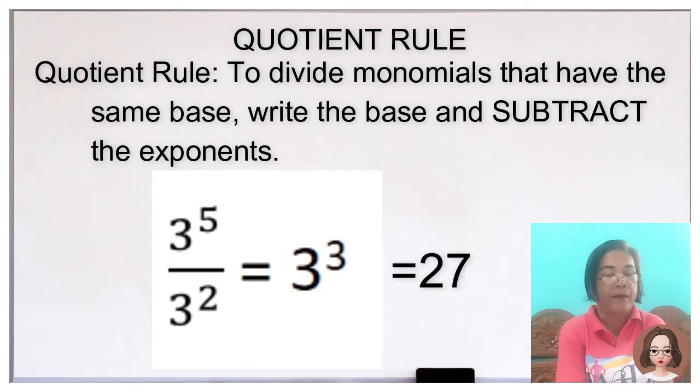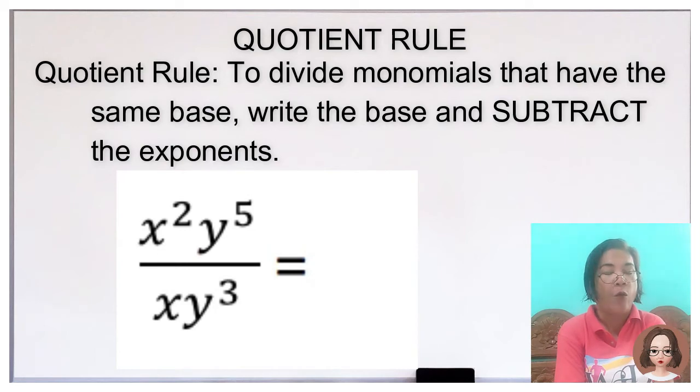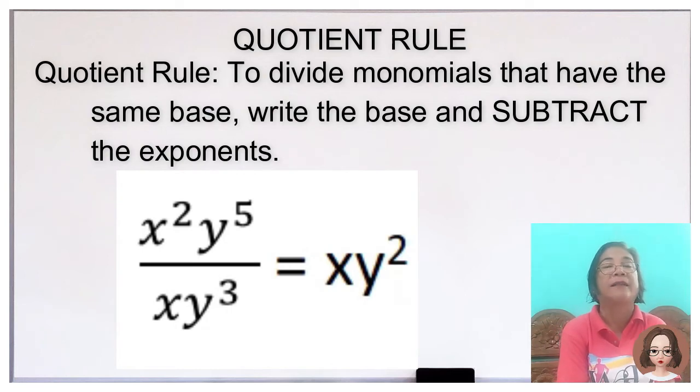The next example, x raised to the 2nd, y to the 5th, divided by x raised to the 1st, y to the 3rd. And so, we concentrate on the x. 2, that is the numerator, minus the exponent of the denominator, which is 1. So 2 minus 1, we have there x to the 1st, or simply write there x. Y to the 5th divided by y to the 3rd, we now have 5 minus 3 is 2. So y to the 2nd, and the final answer is xy squared.